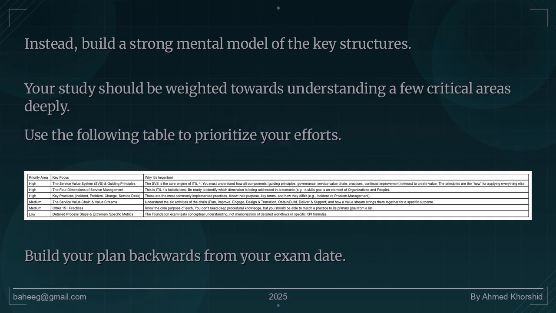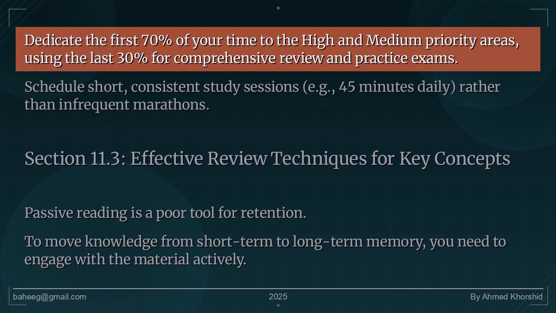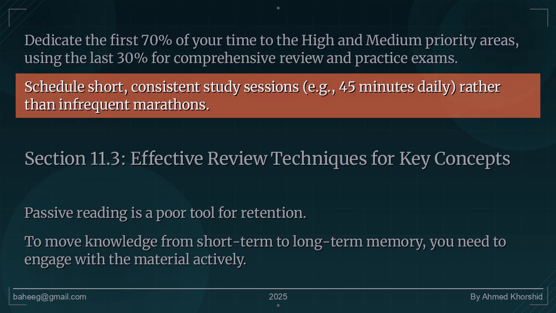Priority area, key focus, why it's important. Build your plan backwards from your exam date. Dedicate the first 70% of your time to the high and medium priority areas, using the last 30% for comprehensive review and practice exams. Schedule short, consistent study sessions, e.g., 45 minutes daily, rather than infrequent marathons.